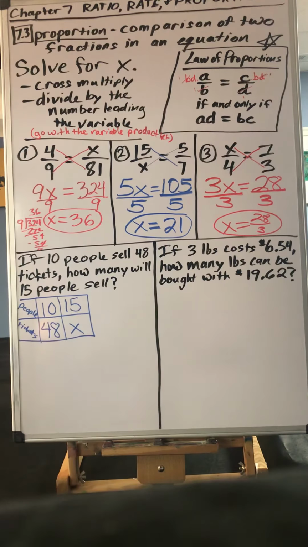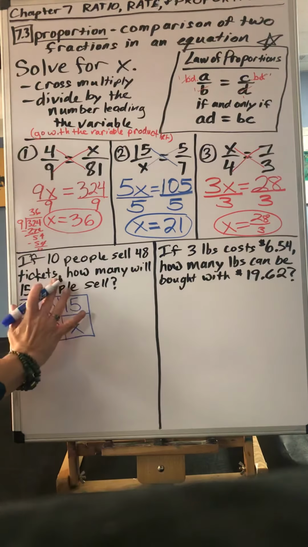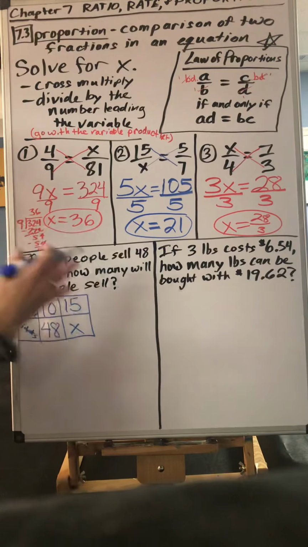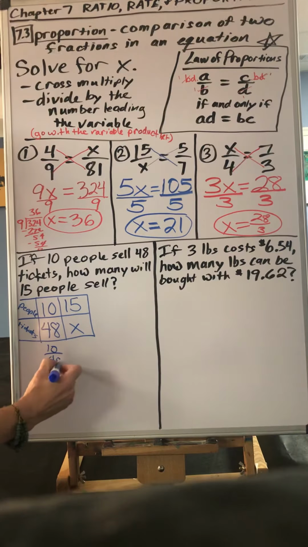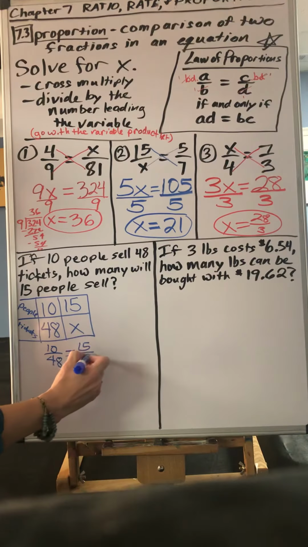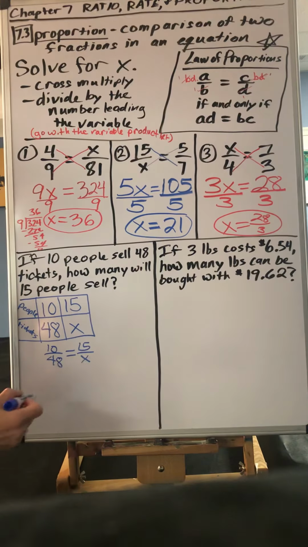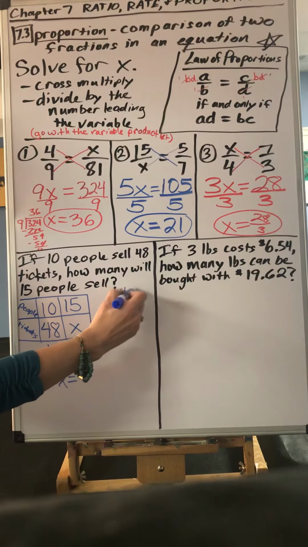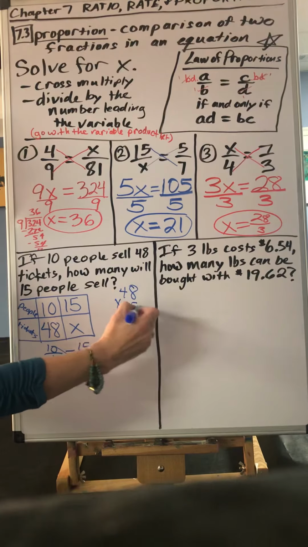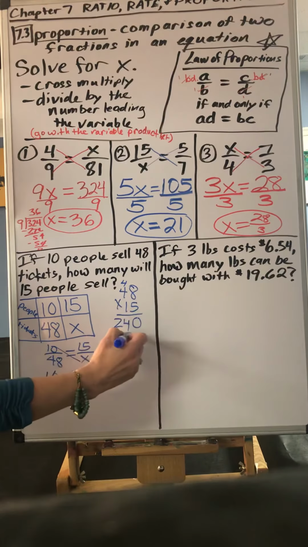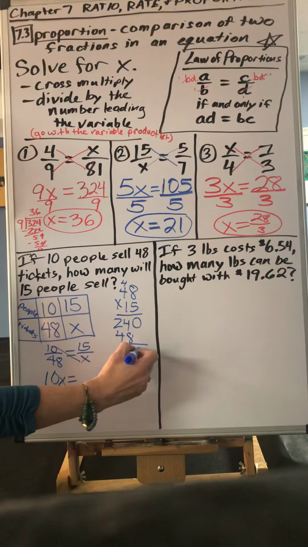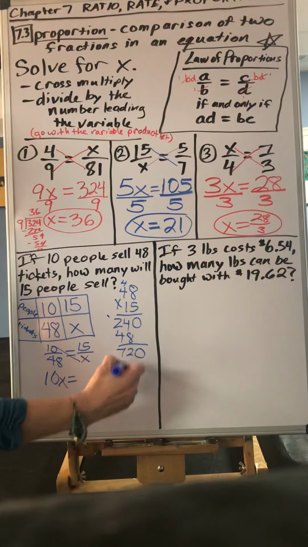But the beautiful thing about this is you have a proportion all set up, ready to go. You can change it around if you want. I don't recommend that. 10 is to 48 as 15 is to x. So we're going to cross multiply. 10 times x is 10x. 48 times 15, I don't know. 48 times 15. 8 times 5 is 40, regroup 4. 20 and 4 is 24. 1 times 8, 1 times 4. And when you add, you get 720.